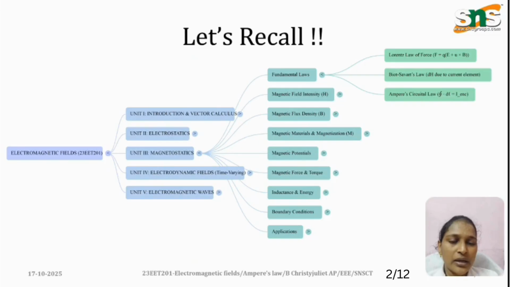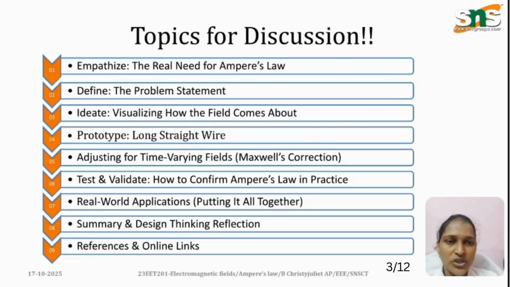So before diving deep into Ampere's law, let's recall the concepts in magnetostatics. There are three fundamental laws that govern magnetostatics, which are the Lorentz law of force, Biot-Savart's law, and Ampere's circuital law. In this video, we are going to discuss in detail Ampere's circuital law, which is Ampere's law. So this is the agenda that we are going to follow for this video.